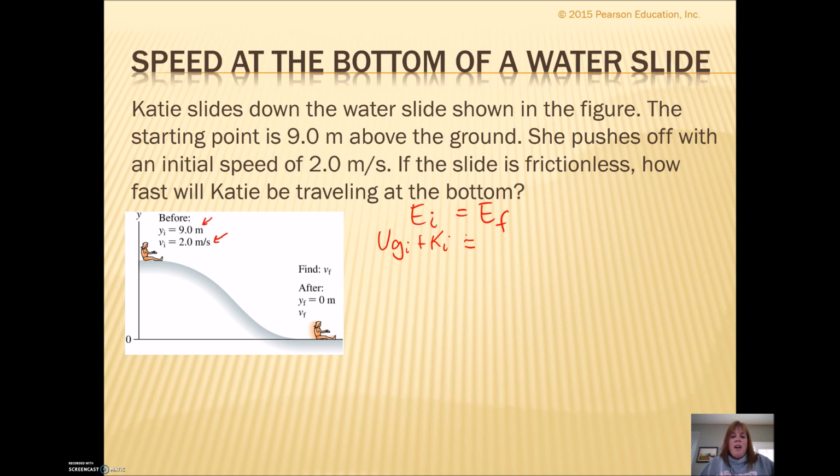My final energies, do I have height? No, I don't have height because I'm at the ground. I'm at the 0 point, my 0 reference point for gravitational potential energy. So my final gravitational potential energy is going to be 0. Do I have speed? Yeah, if you think about sliding down a hill, right, you have speed when you get to the bottom. So do I have kinetic energy? Absolutely. Do I have a spring? No, there's still no spring. Is there any friction? No, this is frictionless, so I don't have to worry about thermal energy.